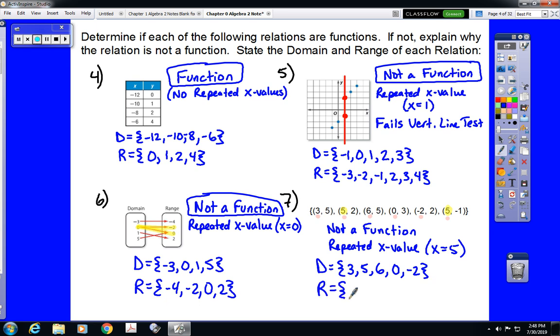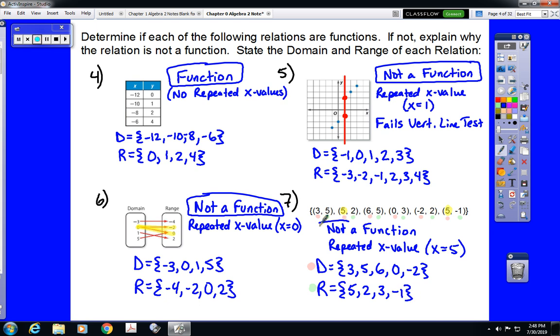The range would be a set of all the y coordinates. So if we put a dot underneath the y coordinates, that would be our range. Those would be 5, 2. We're not going to relist the 5, 3. Not going to relist the 2, and negative 1.